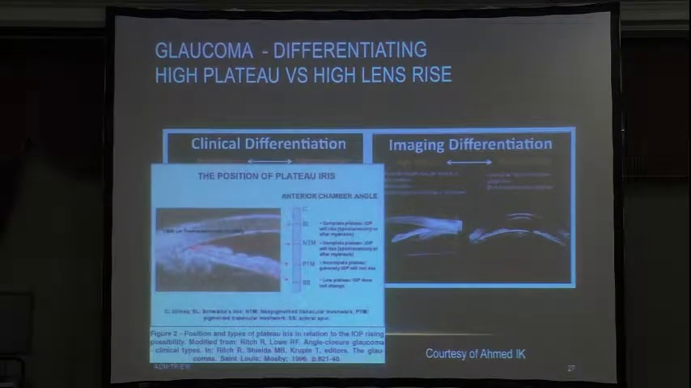And the actual position of the iris plateau with the angle evaluation is at the same time important in the same way as it was for the evaluation of normal angle.